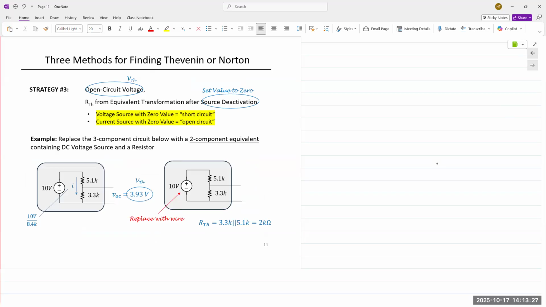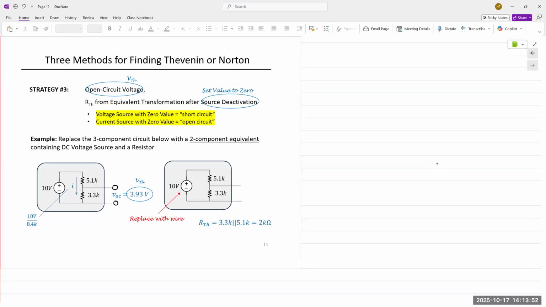If you want to find VOC, the open circuit voltage, what do we do? Well, we simply analyze the circuit as it is and calculate the voltage between those terminals. So how do we do that? Well, if we see this circuit, what are we doing? We are simply measuring across the 3.3 kilo ohm resistor.